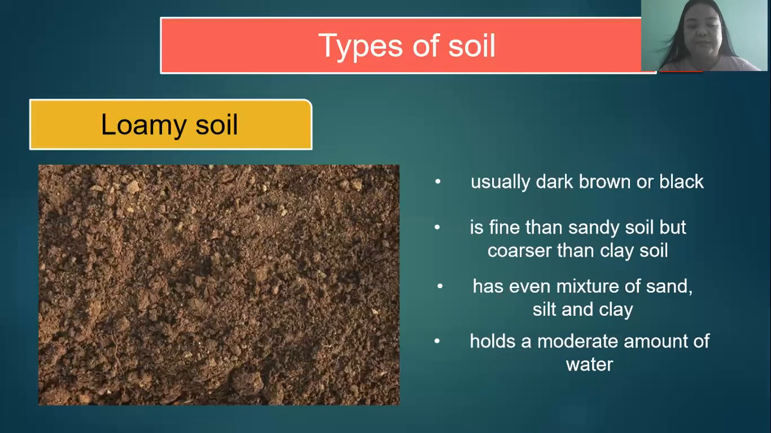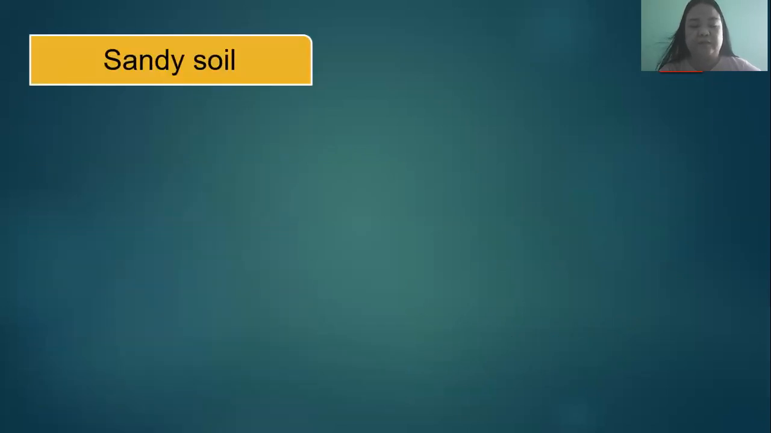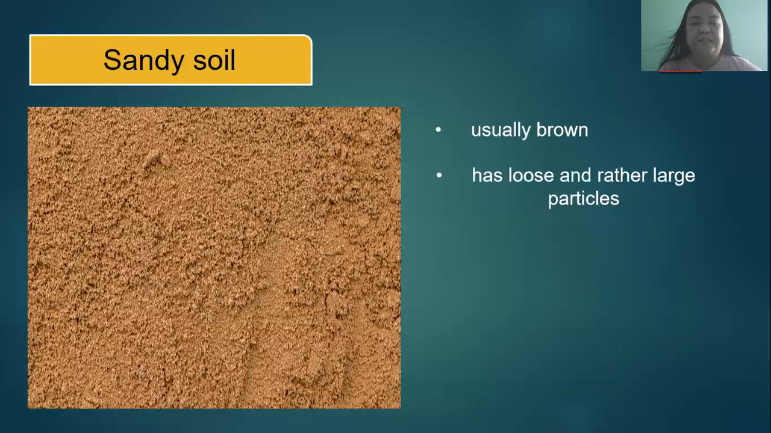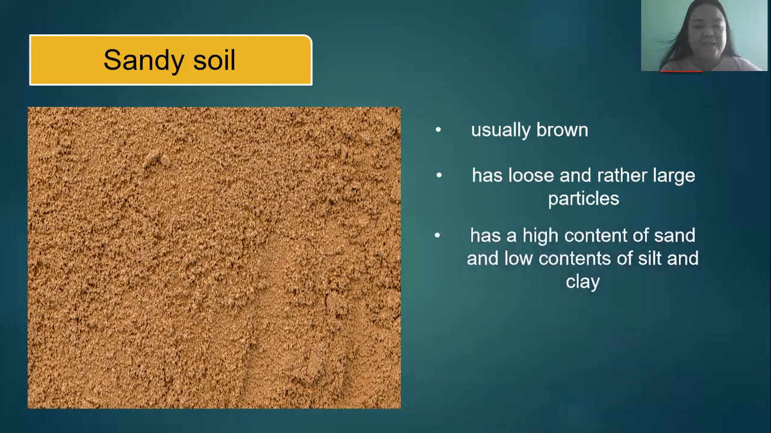Okay, so next is sandy soil. So take a look at the looks of sandy soil. There are very tiny particles of it. It is rough and dry. Okay, usually it is color brown. It has loose and rather large particles. So when you touch it, you can feel the texture of it. It has a high content of sand and low content of silt and clay. That is why this is not good for plants.